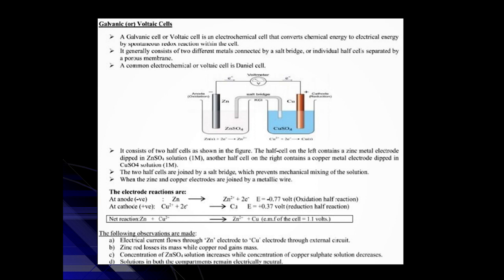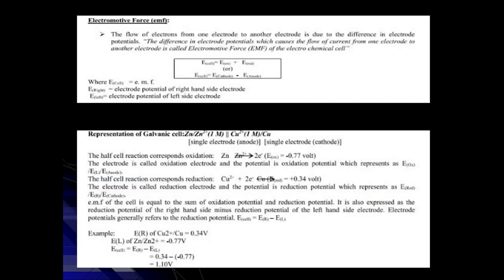Now let us see about the electromotive force. The flow of electrons from one electrode to the other electrode is due to the difference in the electrode potentials. The difference in electrode potentials which causes the flow of current from one electrode to the other is called electromotive force. Let us see the equations. E cell is equal to E oxidation plus E reduction, or another way we call it, E cell is equal to E cathode minus E anode.